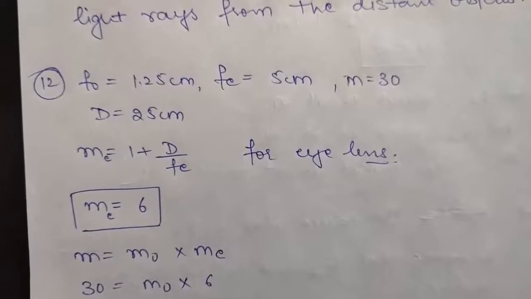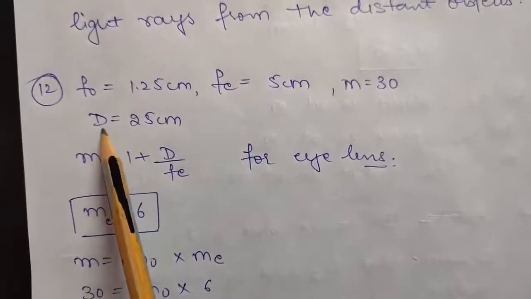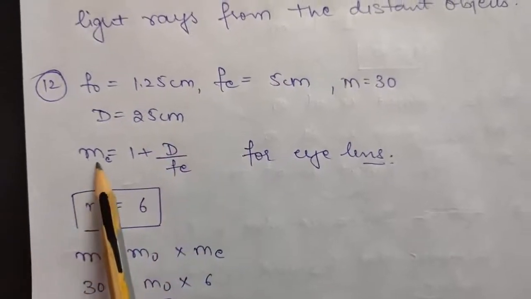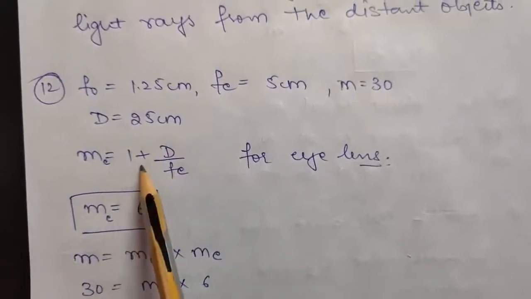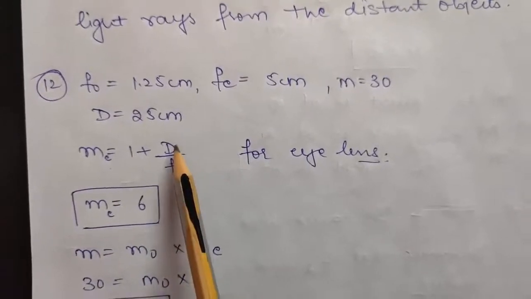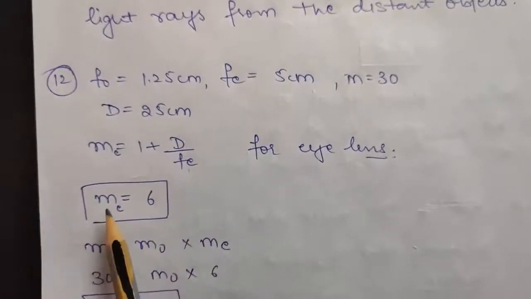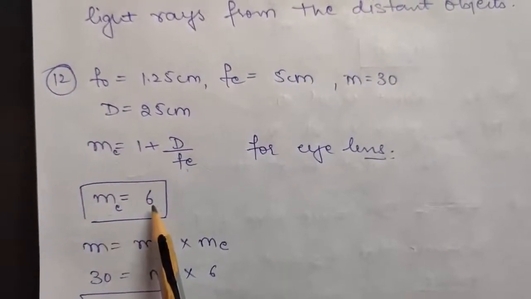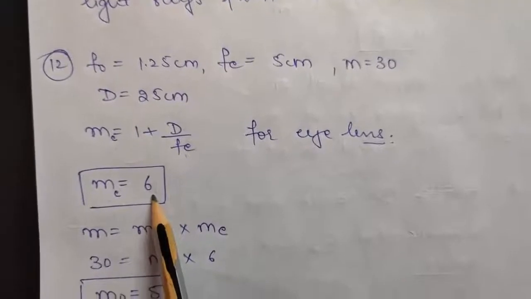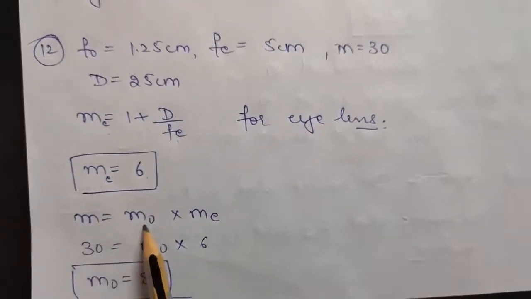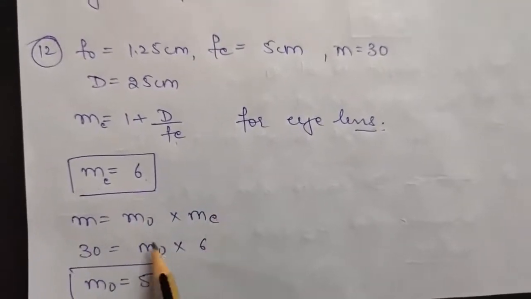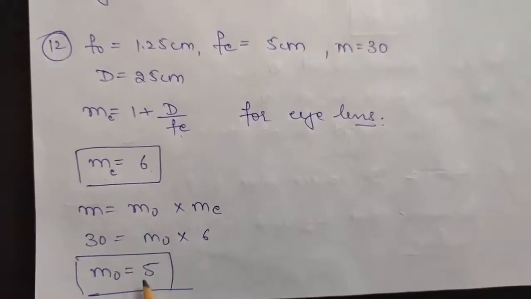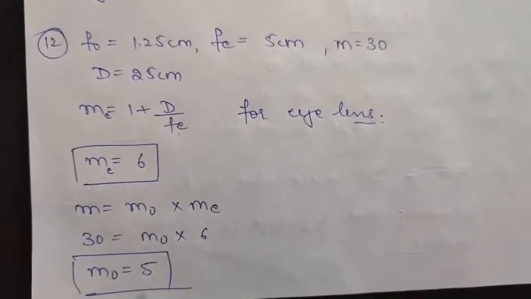Okay, so for that, let us first of all suppose the image is formed at 25 centimeters. That is the final image. Now, as you know, the magnification of the eye lens is given by 1 plus D upon Fe. Now you know D, you know Fe. So the magnification of the eye lens will come to be 6. That means we will be requiring an eye lens of magnification 6. From the formula, m is equal to m naught into me for a compound microscope, calculate m naught. That will come to be 5. That means we will be requiring an objective lens of magnification 5.